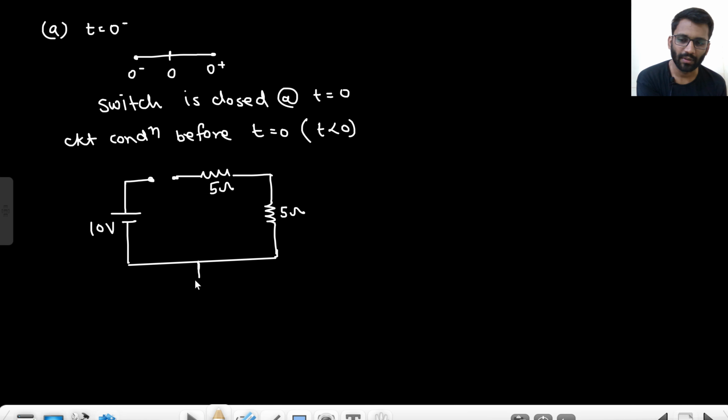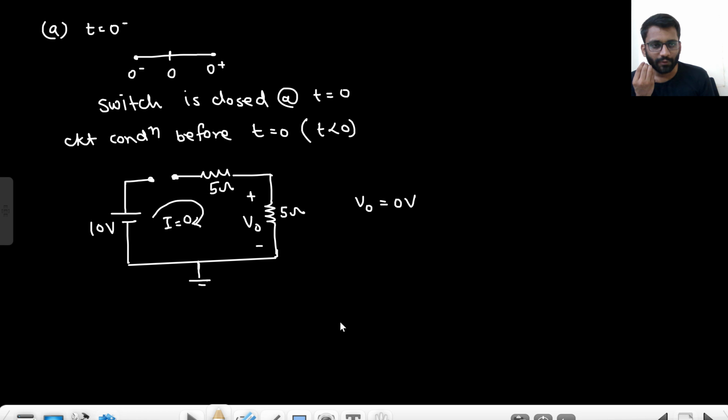There can be a common ground, right? So this is the condition before t equals 0. That means for t less than 0, this is the condition. That means there is no closed path, right? That means the current is 0. That means the value of V0 is 0.